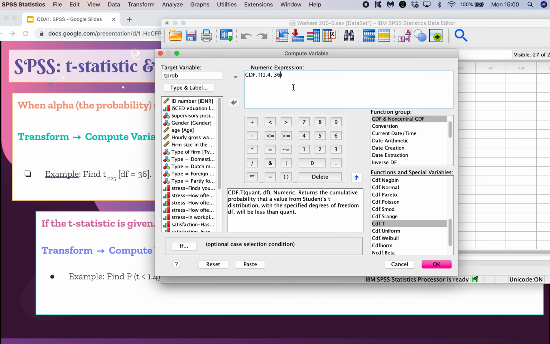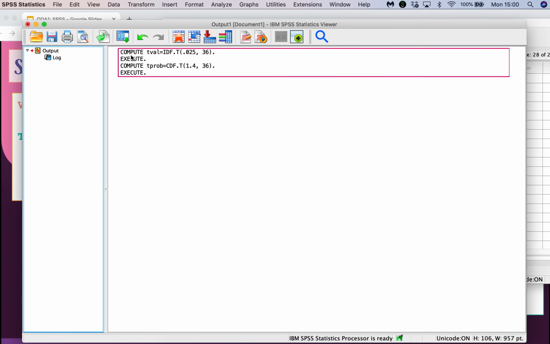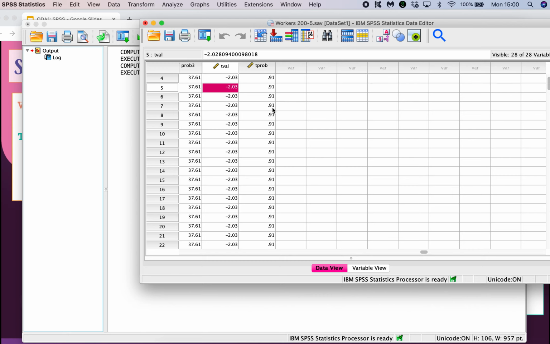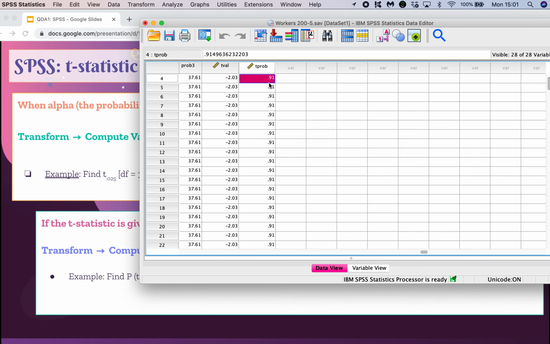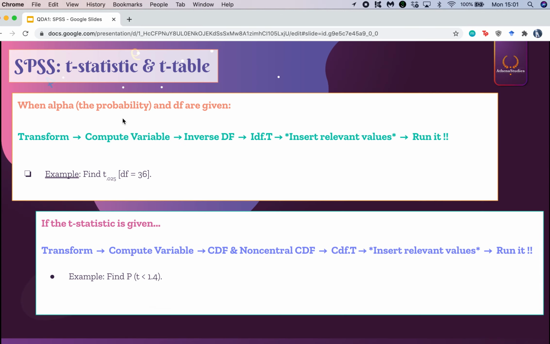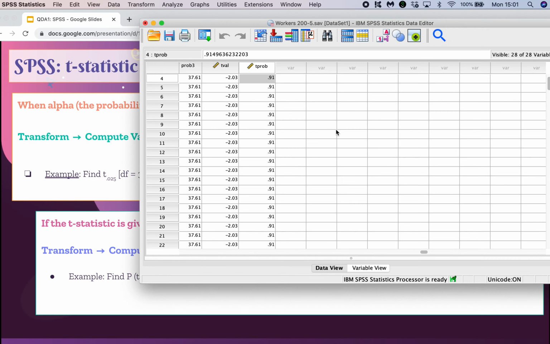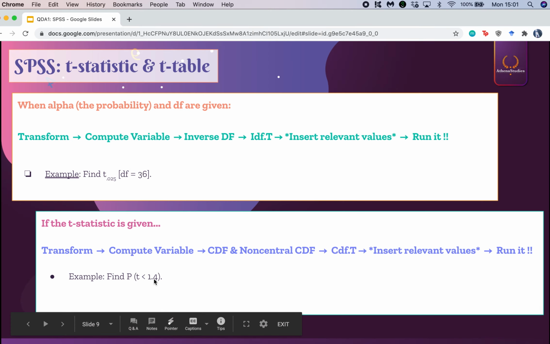So given degrees of freedom of 36 and a t-value of 1.4, what is the probability associated with this t-value and this level of degrees of freedom? If we click OK, it will execute this for us, and then we just find it here. So we see that for a t-value of 1.4, the probability associated with that t-value is 0.91. That means that the probability that t is less than 1.4 is 0.91. So that's how you would find a probability within the t distribution given your t-value.